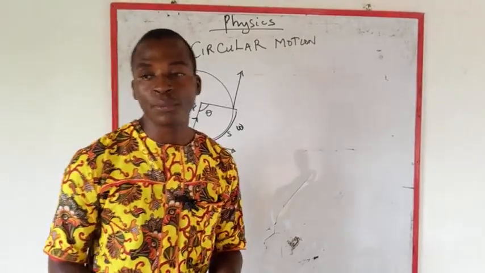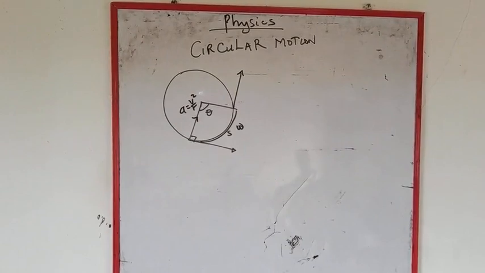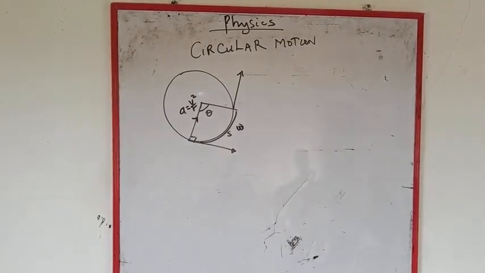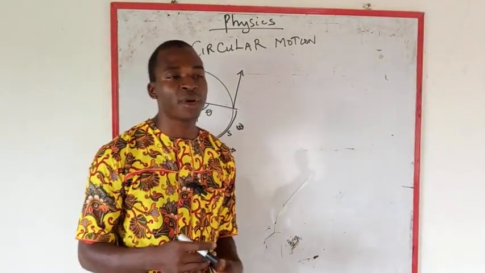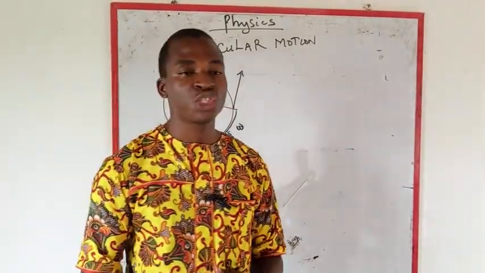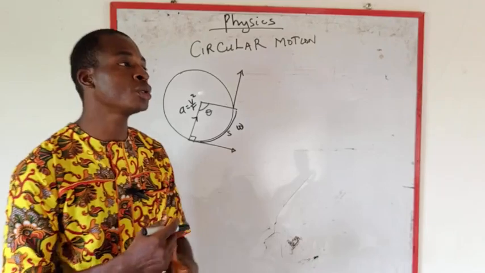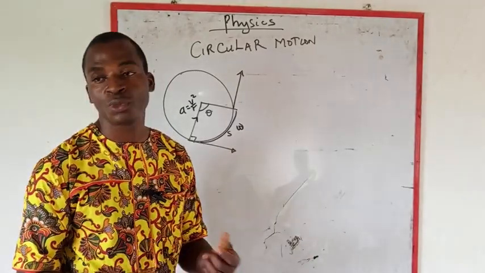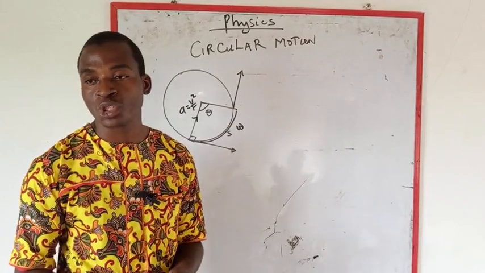What you are seeing right there on the board is what we call circular motion. What we are trying to show here is that we have different types of motion. We'll talk about translational motion, the body moving in particular paths. That's what we call translational motion. Then we talk about rotational motion. Then we also talk about oscillatory motion.